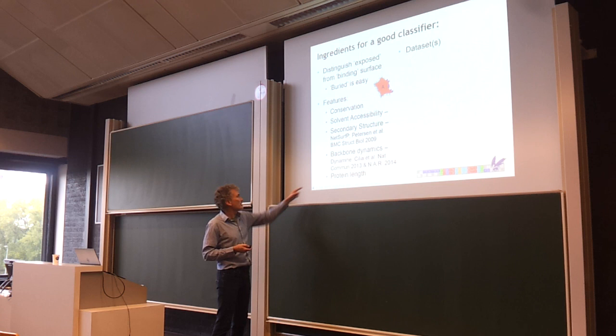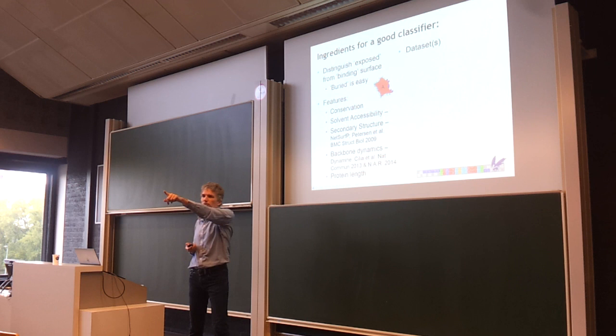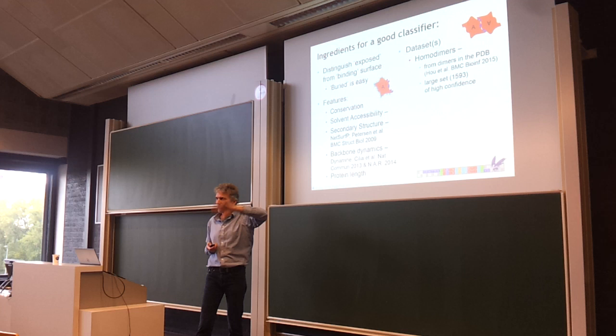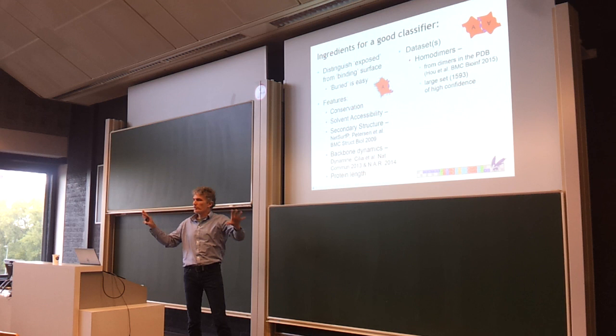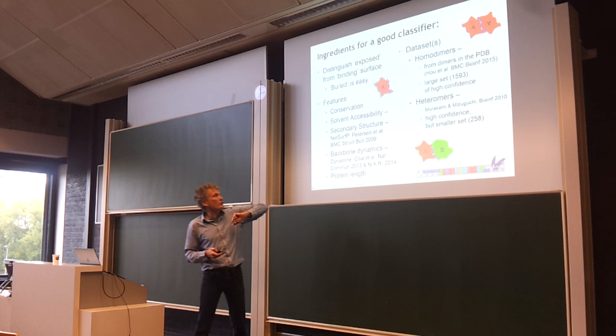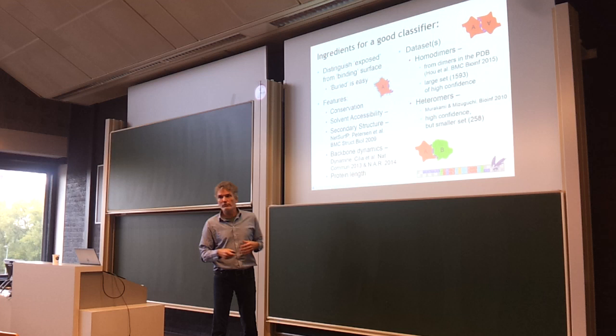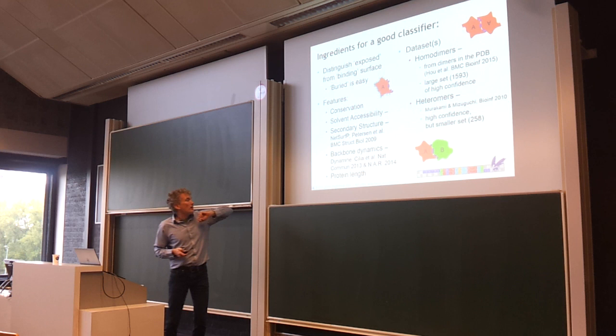Okay, so which data set? So this is features. Then we come to data set, and then that's your point. We need a test set and a training set. First a training set, then a test set. And we have a set of homodimer proteins that we split up into a training set and a test set. And we have a set of heteromers for which we did the same. So heteromers interact with different proteins, and homomers interact with themselves, basically. Okay. Clear? Yeah?